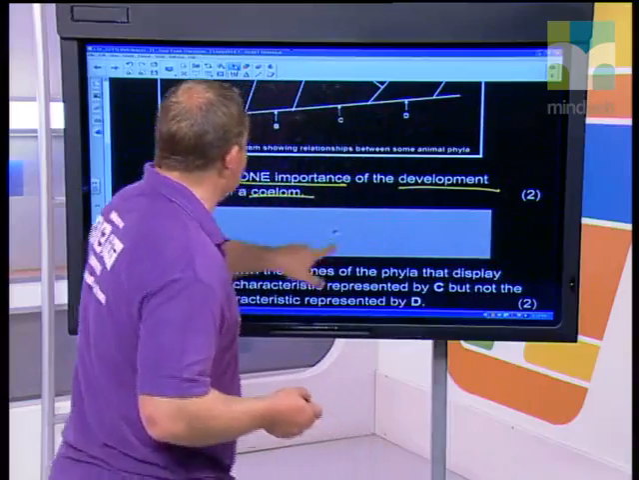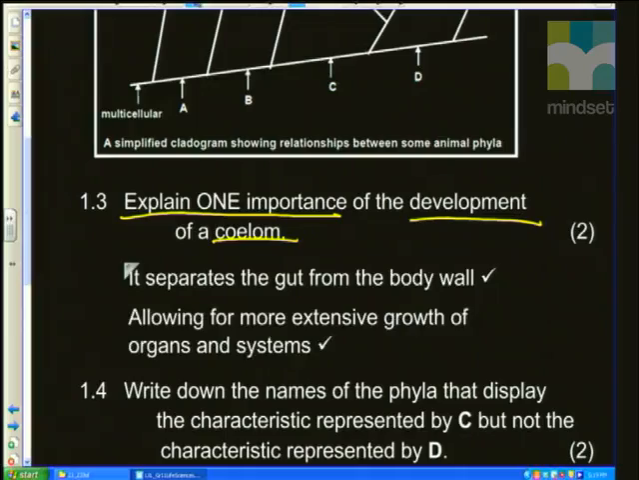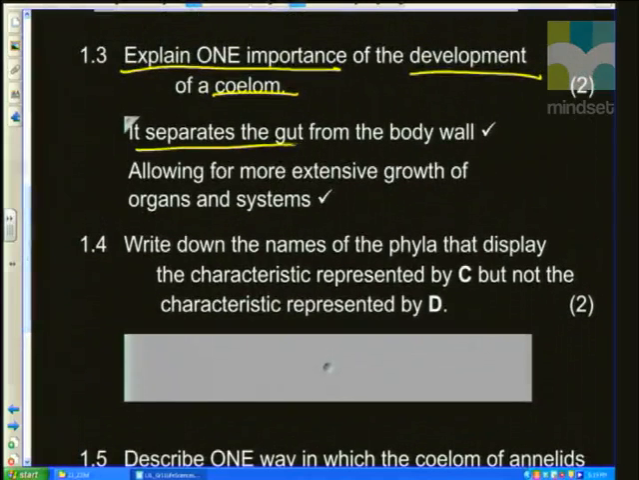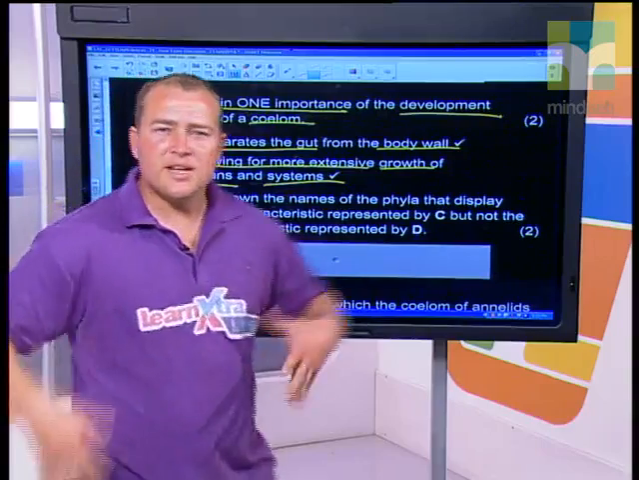Okay? And let's have a look. The answer is nice and easy. Okay? If I bring it down, it separates the gut from the body wall, from the outer to the inside. Then it allows more extensive growth of organs and the systems. That's what it does. It makes it nice and big. You got a nice bigger heart.